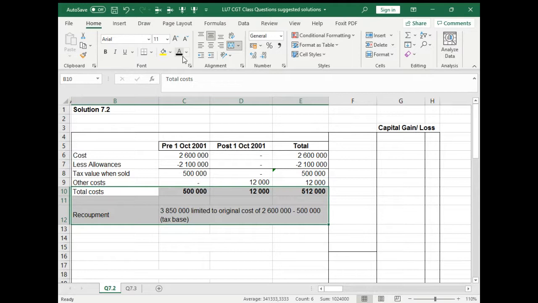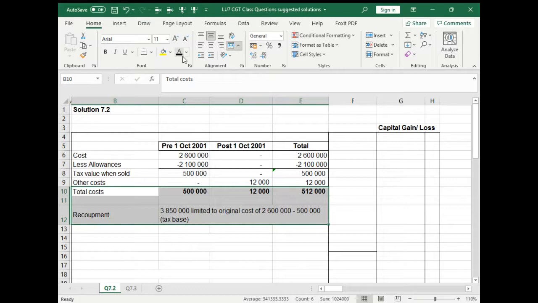Now, why do we say that? These allowances that we were allowed to deduct would have been based on the original cost. So even if we get more money than what it cost originally, even if we deducted the full amount, we would only have been able to deduct 2.6 million. So that's why the recoupment is limited to the original value that you would have been able to claim the allowance on.